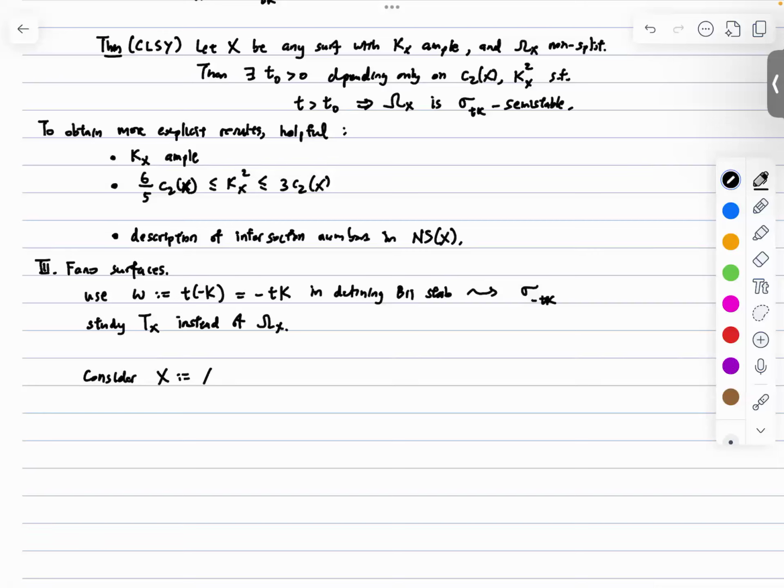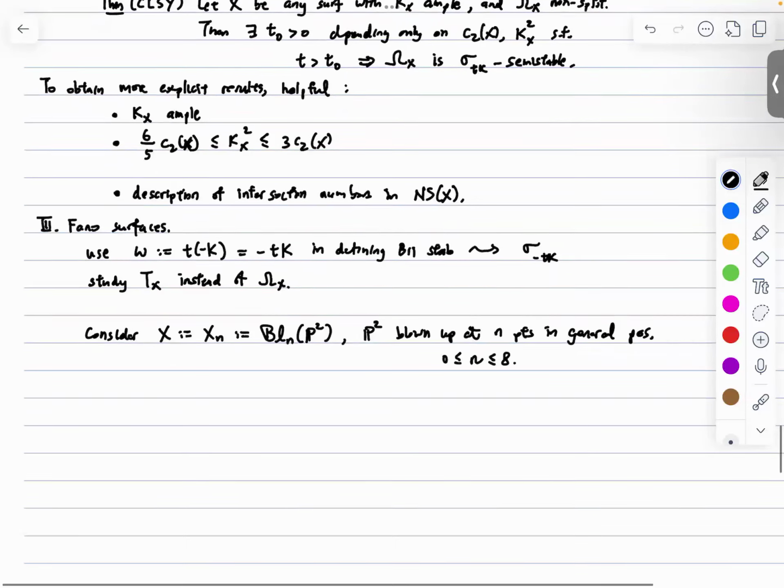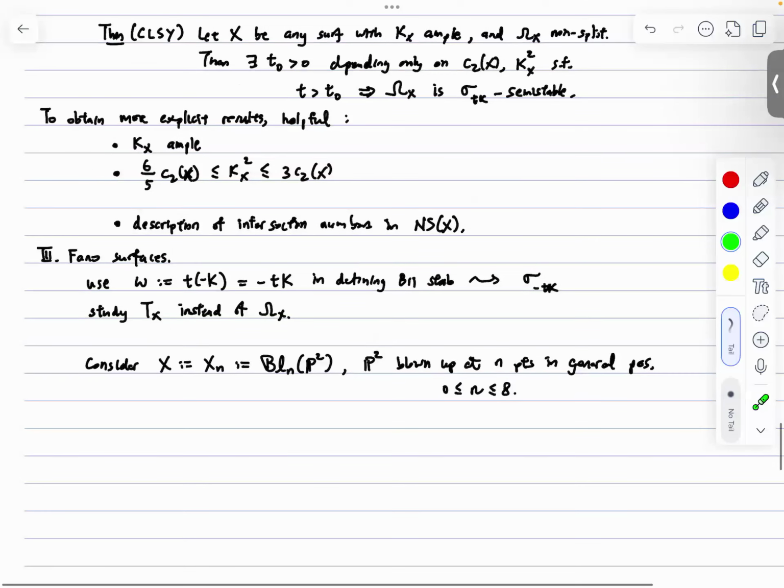So I'll write X to denote P2 blown up at n points in general position. By the classification of Fano surfaces, n has to be between 0 and 8. So we've computed such a cutoff point T naught for some of the Fano surfaces.